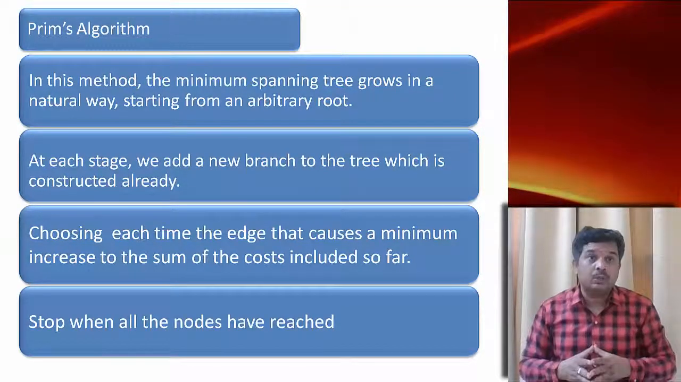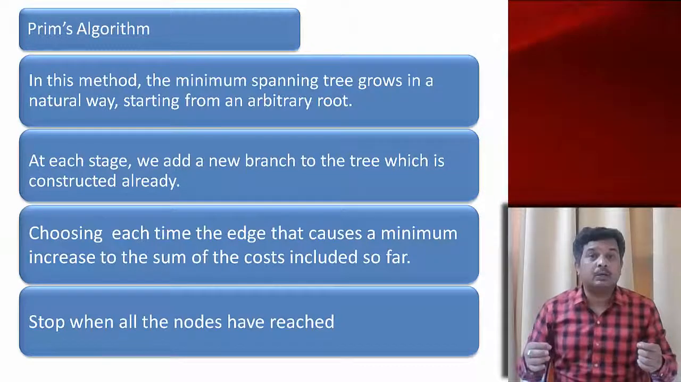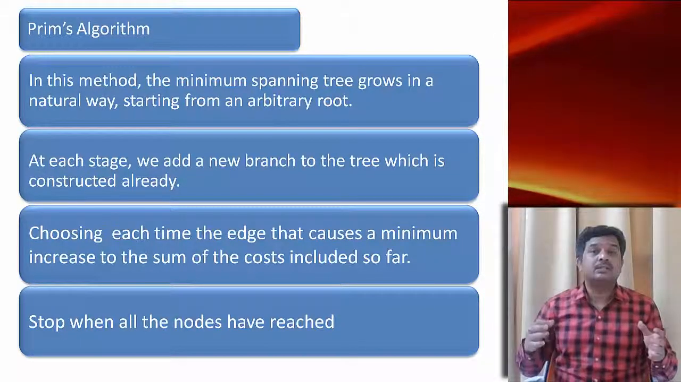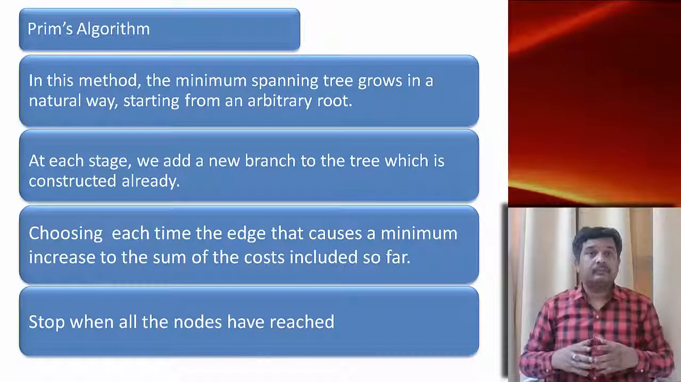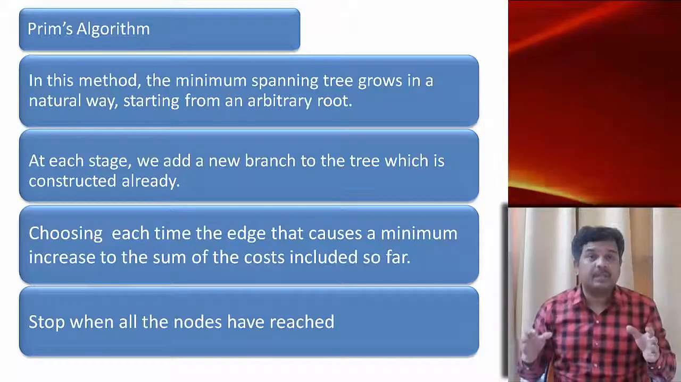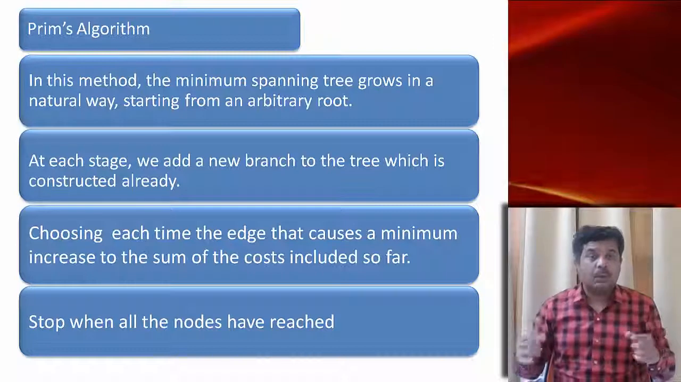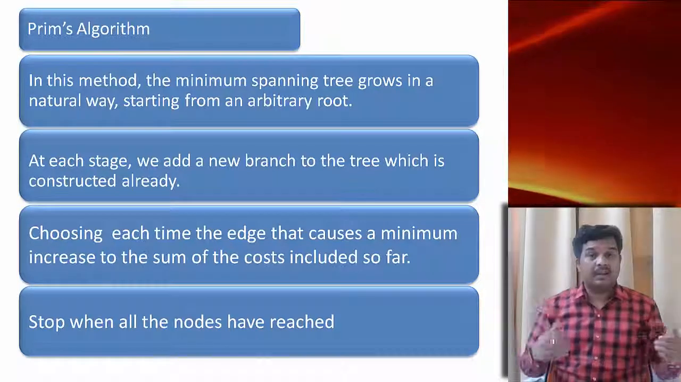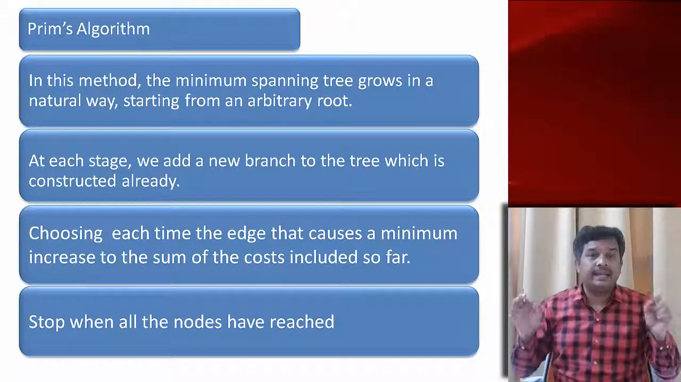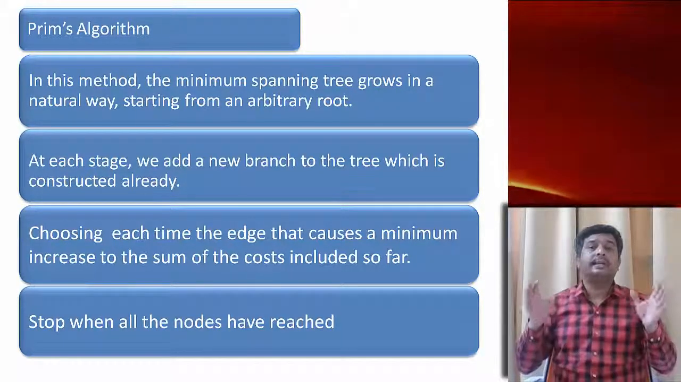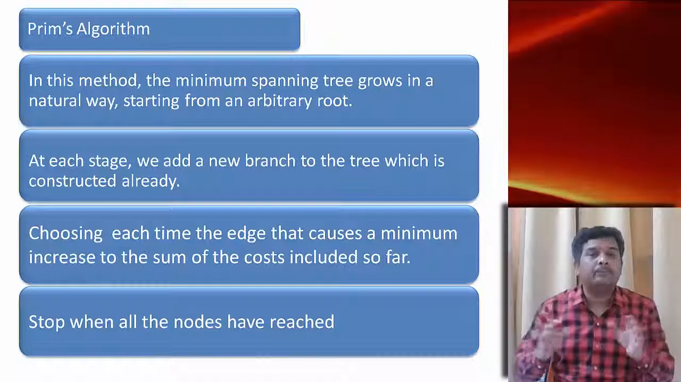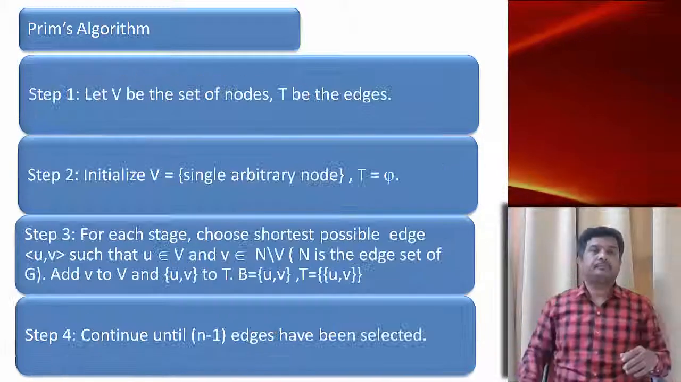So what are we going to do in Prim's algorithm? In this method we are going to find the minimum spanning tree which grows naturally, and we start with an arbitrary root node. At each stage we add a new edge to the tree which is already being constructed, choosing each time the edge of minimum increase in the sum of the costs included so far, and we stop when all the nodes are reached.